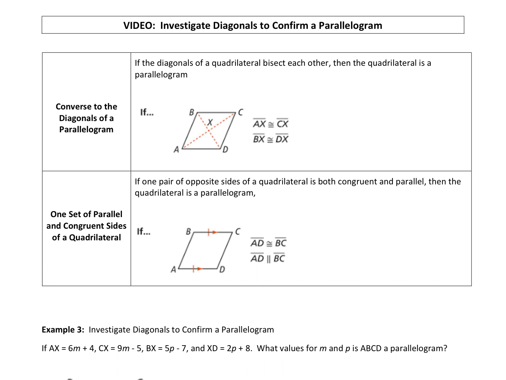So if AX is congruent to CX, and BX is congruent to DX, so those diagonals bisect each other, then ABCD is a parallelogram.